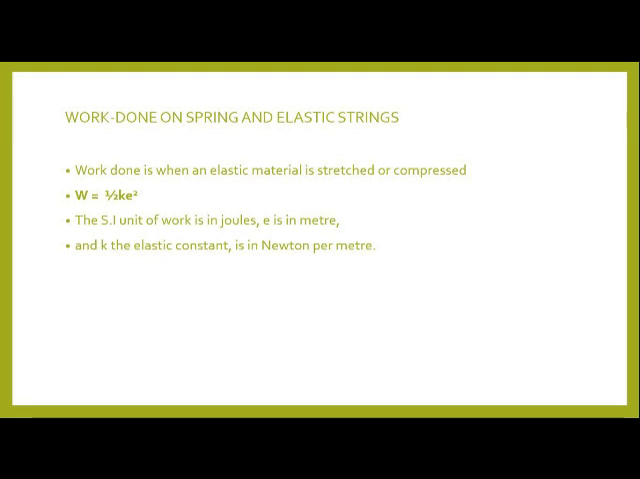Now let's look at work done on the spring, an elastic spring. Work done is when an elastic material is stretched or compressed. When we're talking about work, energy, and power, we refer to work as when a force moves the body through a certain distance in the direction of the force. Same thing applies here when the spring is being stretched, and it is moved through a certain distance in the direction of the force. The expression for that is half KE squared, and the SI unit of work, which we all know is in joules, and E, the extension, is in meter, and K, the elastic constant, is in Newton per meter.